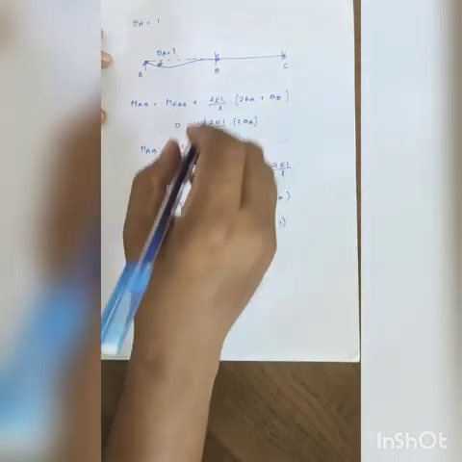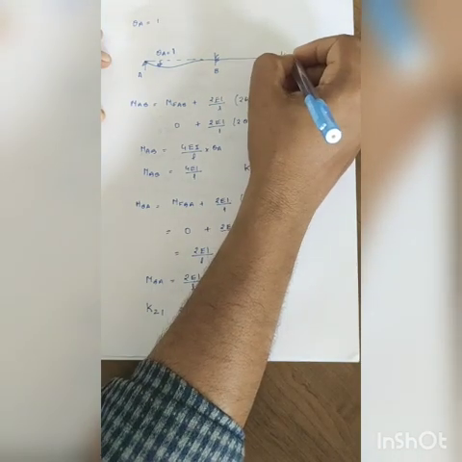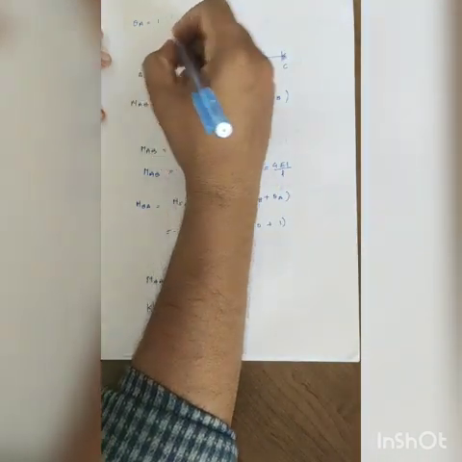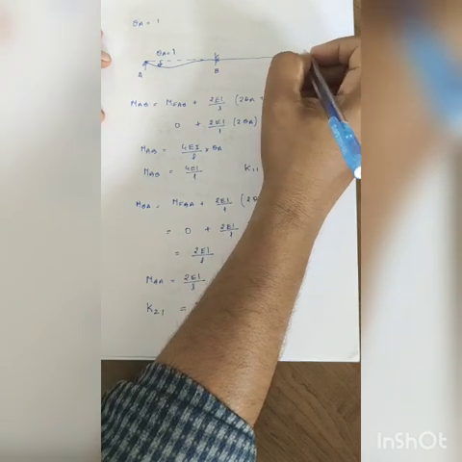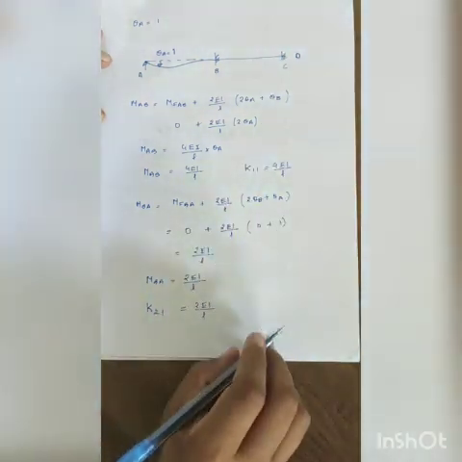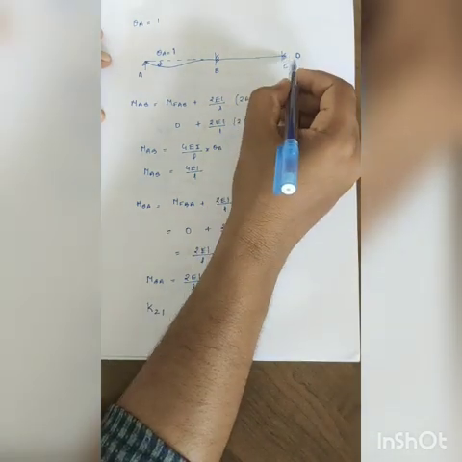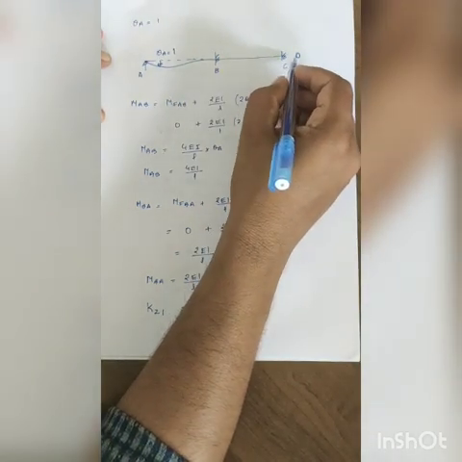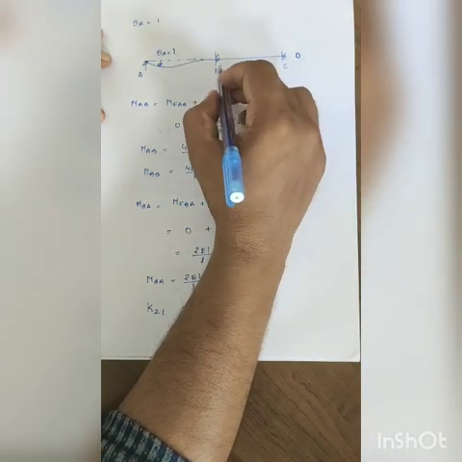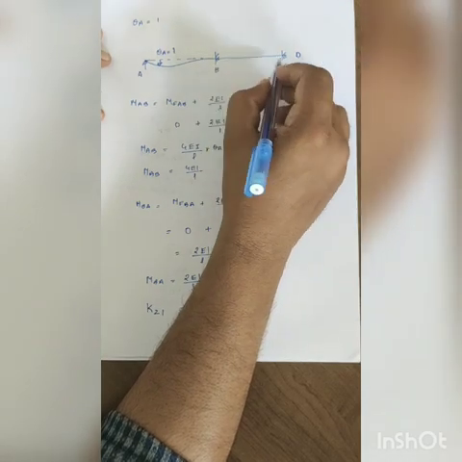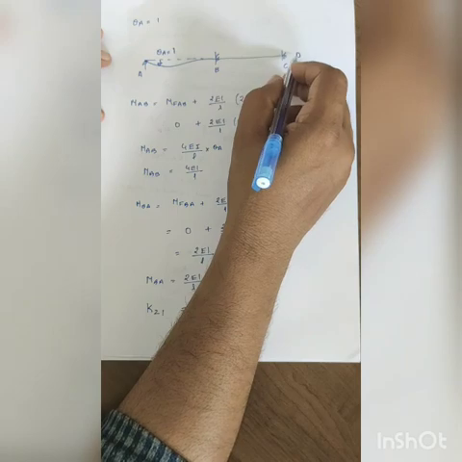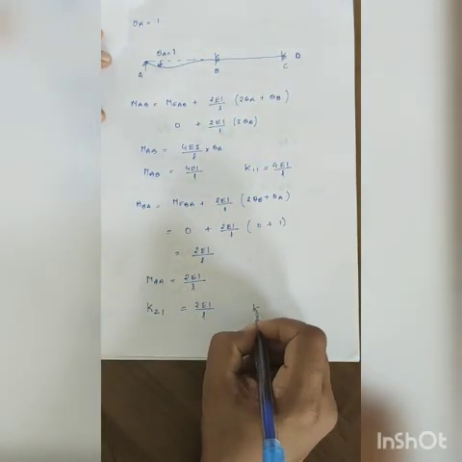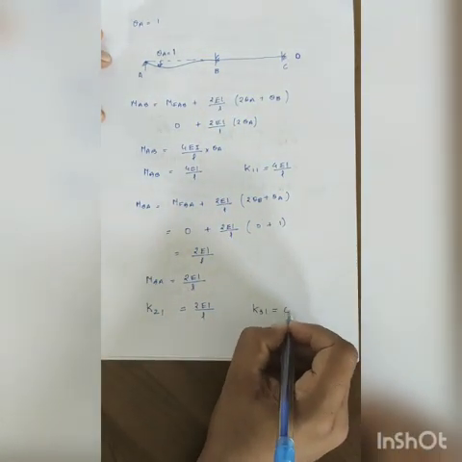And there won't be any moment transferred at C if you apply a unit rotation at A. So that is 0, because the moment at C is dependent upon theta B and theta C. Since theta B and theta C are 0, MCB is equal to 0. So that is K31 is equal to 0.